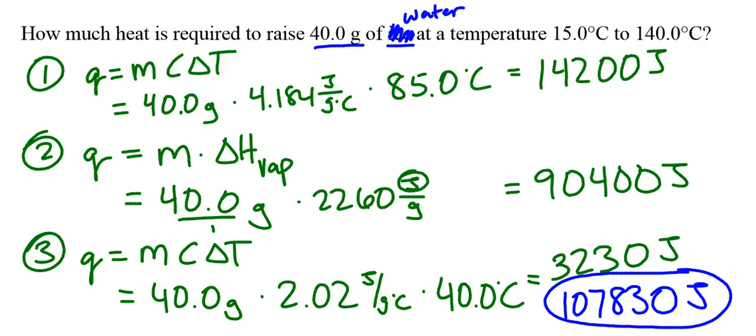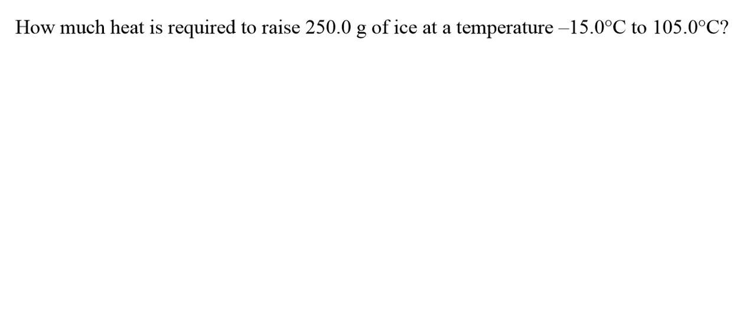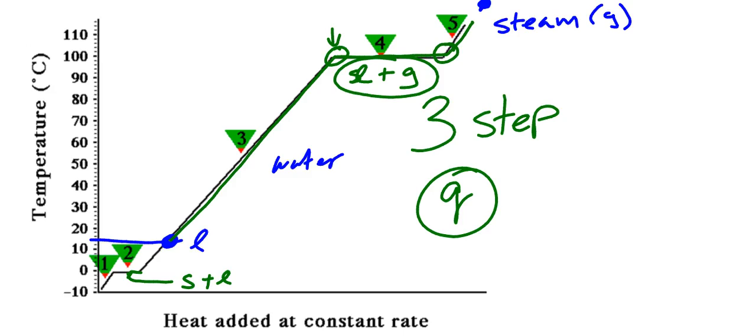Okay? So, that one's a moderate question, right? You're going to have one-step questions or two-step questions, three-step questions, and of course, you're going to have a biggie. How much heat is required to raise 250 grams of ice at a temperature of negative 15 degrees Celsius to 105 degrees Celsius? Well, I obviously know if I'm at 105 degrees Celsius, then this is steam. Okay? So, what I would like you to do is think to yourself, looking at my graph, how many steps am I going to have here?